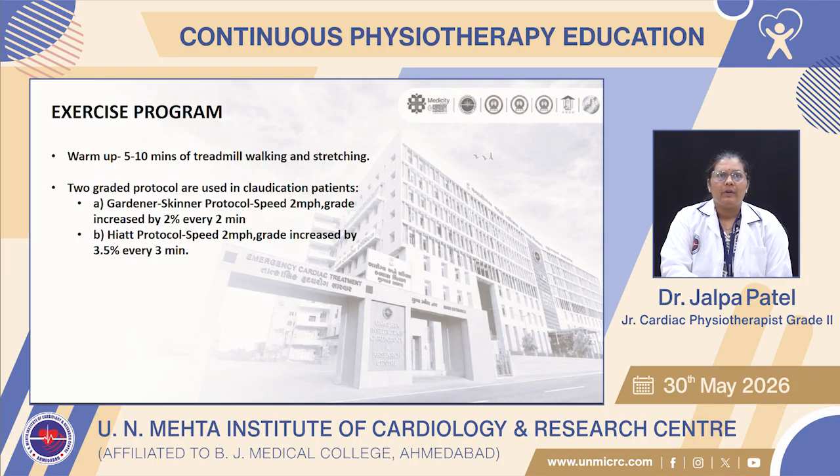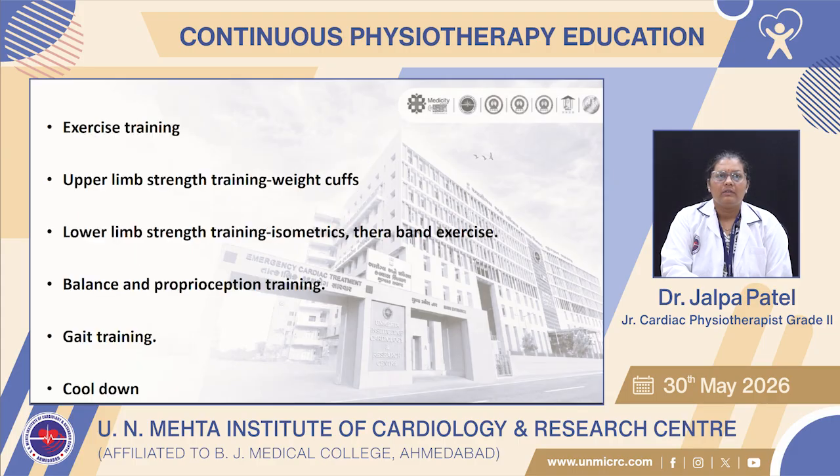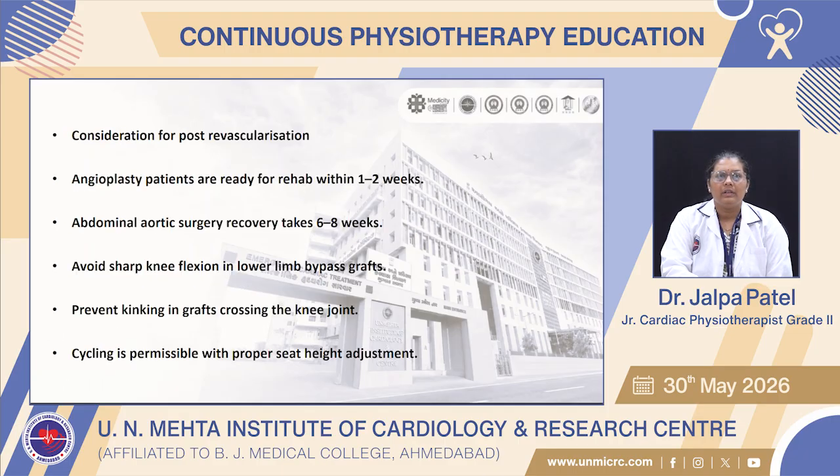This is warm up, 5 to 10 minutes of treadmill walking and stretching. Two graded protocols are used in claudication patients. The first is the Gardner-Skinner protocol and the second one is the Hiatt protocol. Exercise training: upper limb strength training by weight cuffs, lower limb strength training by isometric TheraBand exercise, balance and proprioception training, gait training and cool down.